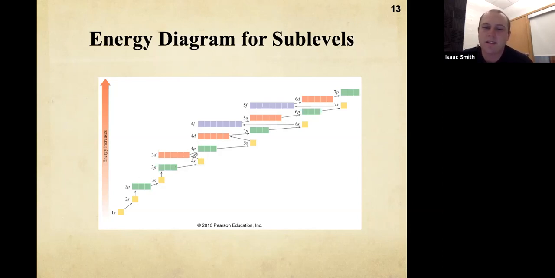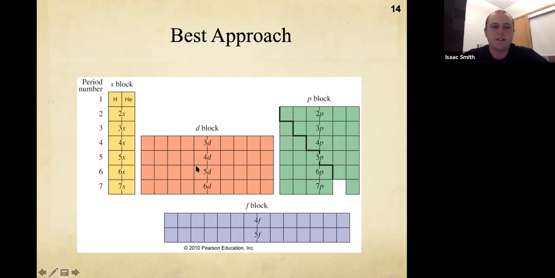There are some ways to think about it, but the easiest way to remember the order of energy of the different orbitals is just to look at the periodic table, okay? So you can see the different confusion spots that happen as we move through this. All right, here's the best approach.